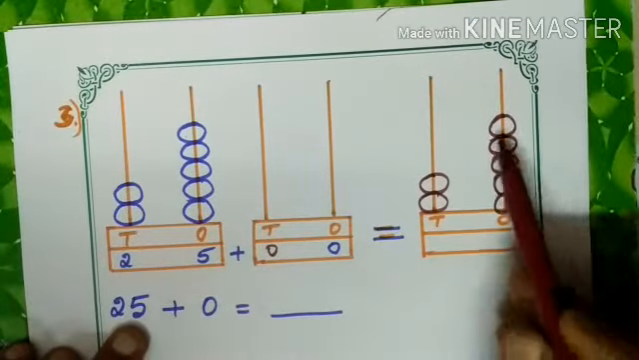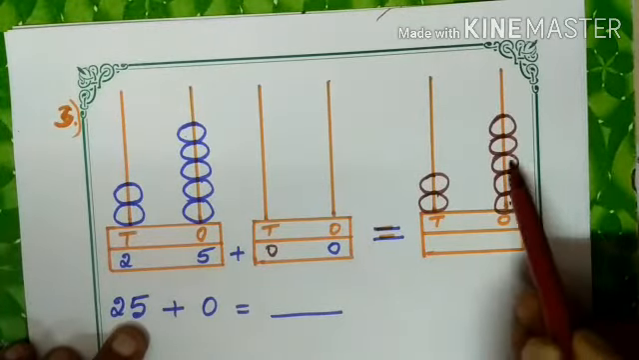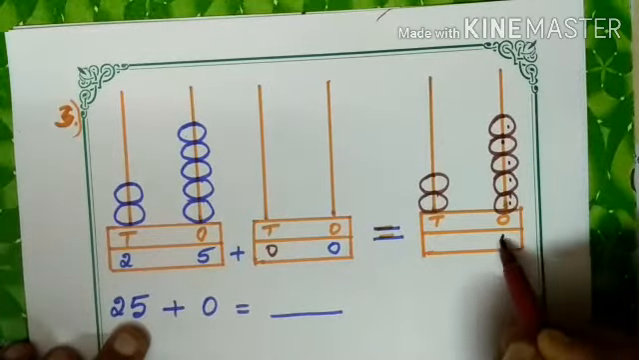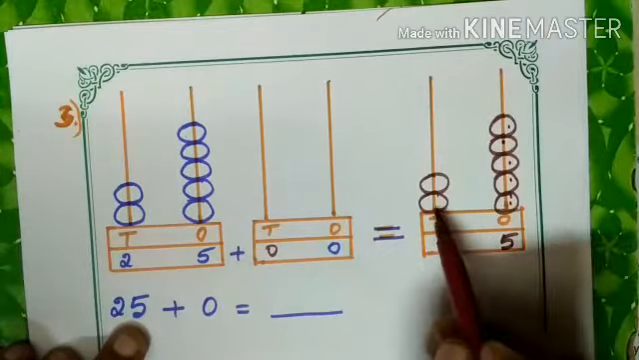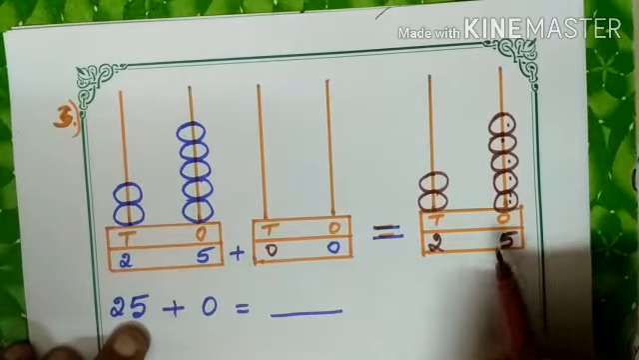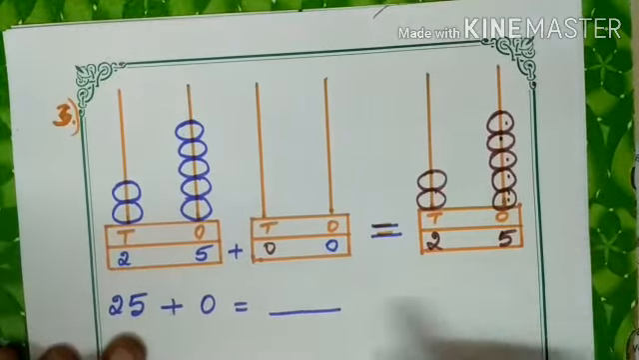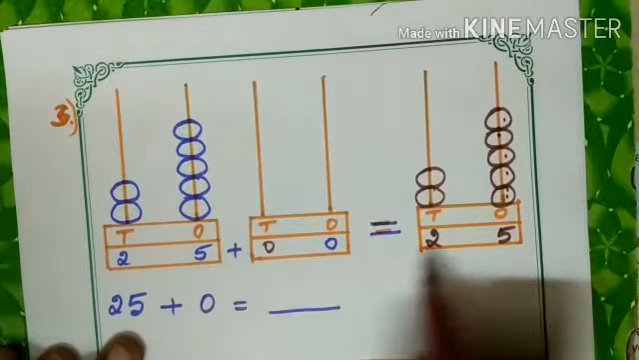Now totally how many beads are there? 1, 2, 3, 4, 5. 5 only. Write here 5. And then here 1, 2. 2 beads are there in tens place. Write here 2. Now 25 plus 0 equals how much?